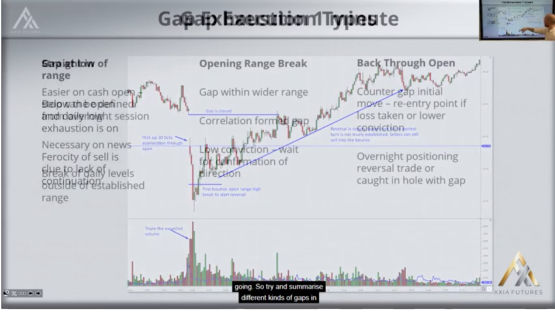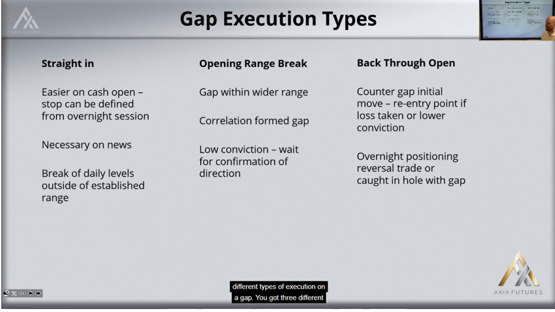So I'll try and summarize different kinds of gaps and different types of execution on a gap. And you've got three different ways of doing it. You have the straight in option. Your straight in option is going to be on a cash open gap, but generally all of these are going to be news related. So it's either a cash open or a Sunday night gap. The idea behind the trade is the news is significant enough to drive the market.